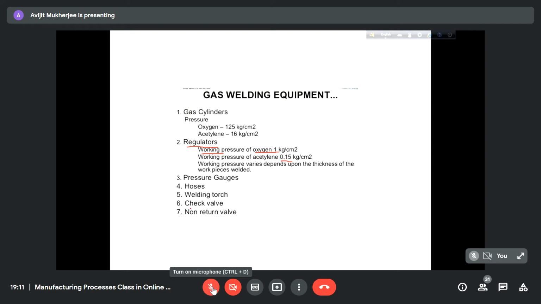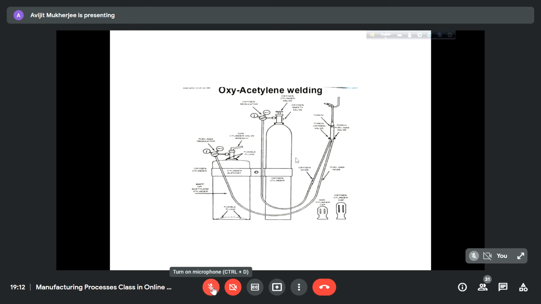Check valve, all these, very important. Check valve, because otherwise explosion may take place. Because our working pressure should be for oxygen 1 kg, for acetylene 0.15. These are the setup. All these valves, regulators, knobs are there. And these are the cables, and this is the torch.